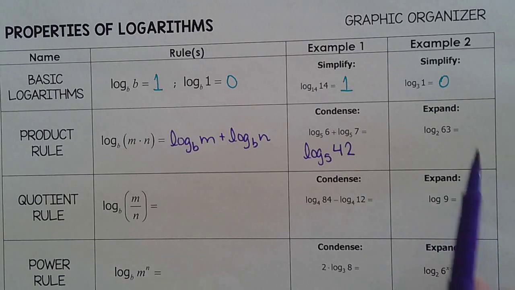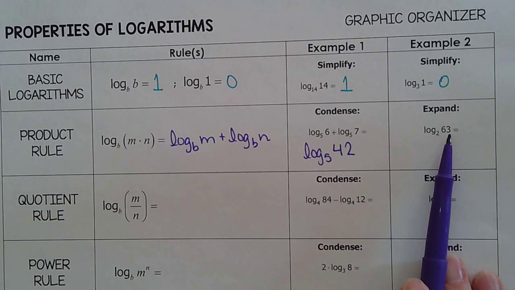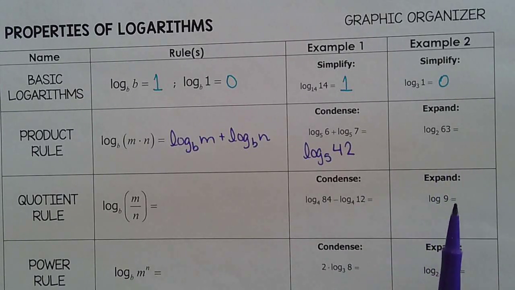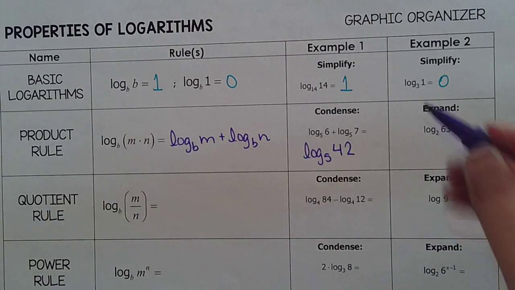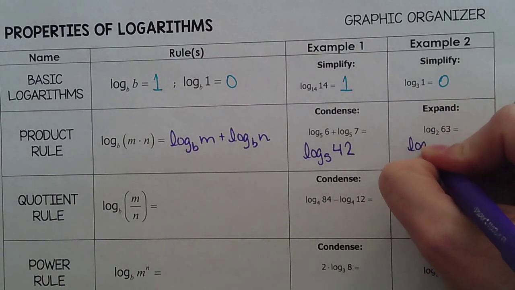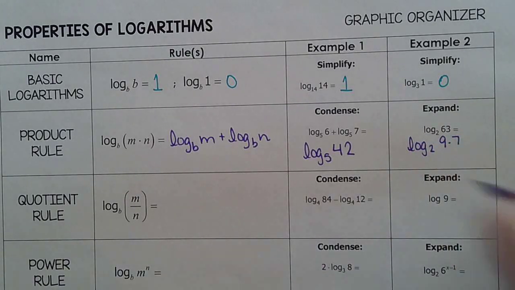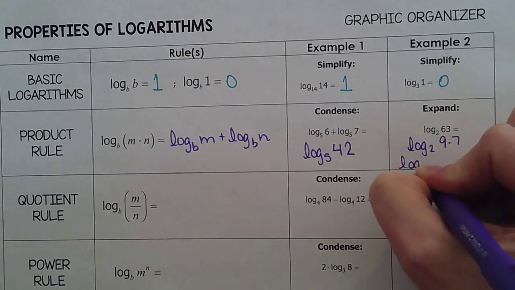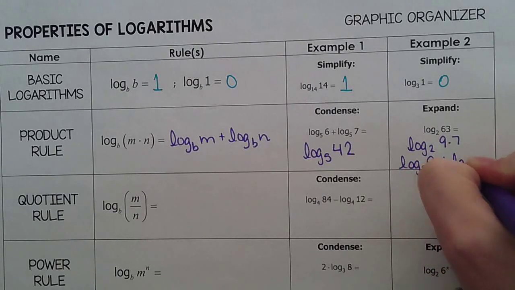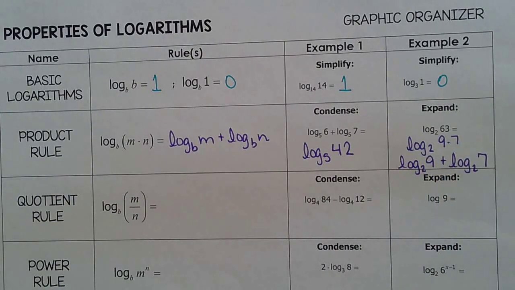Now I'm going to expand. So I want to turn log base 2 of 63 into an addition problem. Now 63 has a lot of factors, right? 21 and 3, 9 and 7. So when I'm expanding, I want to look at my other values, or I want to look at my base to find which value is going to work the best for me. I'm going to use 9 and 7 on this one. Log base 2 of 9 times 7. Log base 2 of 9 plus log base 2 of 7.